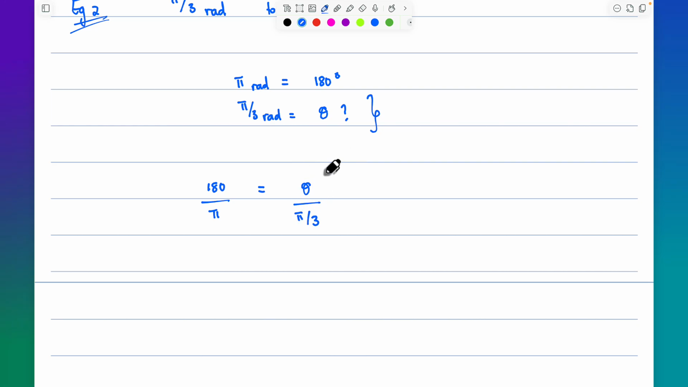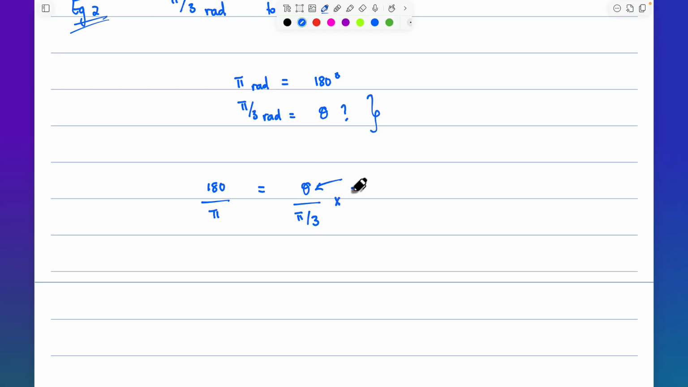Again, the reason why I'm going degrees over radians is because I want this degree value to stay on top, because algebraically, solving that equation is going to be easier if my unknown value is on top. If it's at the bottom, I need to do a little bit more. So it's easier this way.